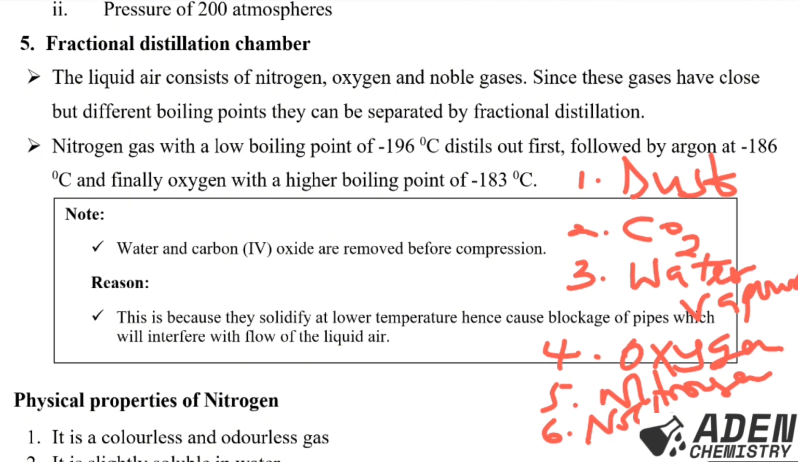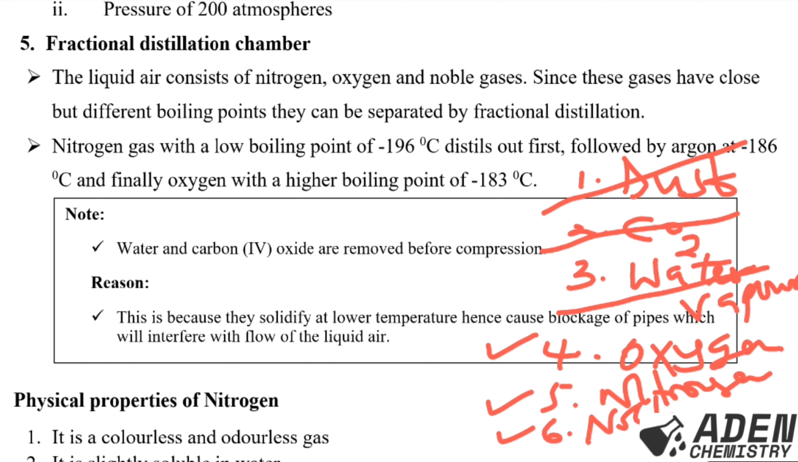So dust particles have been removed in the filter chamber. Carbon dioxide has been removed in the absorption chamber by sodium hydroxide solution or potassium hydroxide solution. Then water vapor is removed in the condensation chamber or the cooler chamber because it has been removed as ice. Then we are remaining with these 3: oxygen, nitrogen, and noble gases or argon. That's why we're saying here the liquid air consists of nitrogen, oxygen, and noble gases. Since these gases have close but different boiling points, they can be separated by fractional distillation.